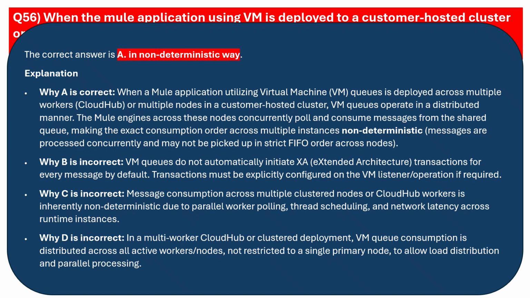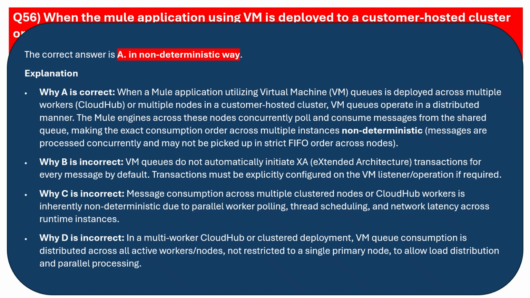The correct answer is A. In non-deterministic way. Explanation. Why A is correct. When a Mule application utilizing virtual machine (VM) queues is deployed across multiple CloudHub workers or multiple nodes in a customer-hosted cluster, VM queues operate in a distributed manner. The Mule engines across these nodes can concurrently poll and consume messages from the shared queue, making the exact consumption order across multiple instances non-deterministic. Messages are processed concurrently and may not be picked up in strict FIFO order across nodes.